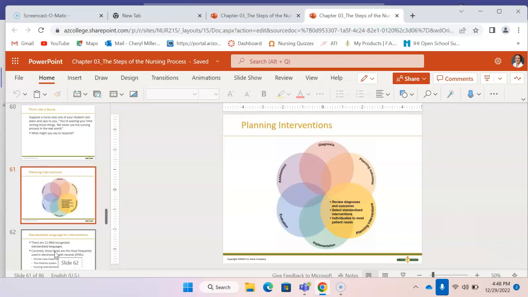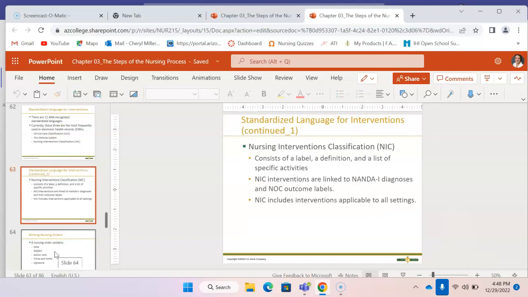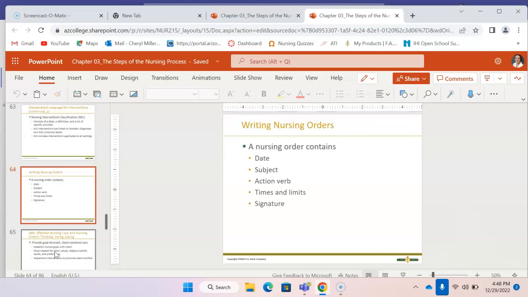Planning interventions. When you plan interventions, there are also classifications and languages that you need to use. These three are the most frequently used in health records: CCC, the Clinical Care Classification, the Omaha classification, and the Nursing Interventions Classification. It consists of a label, a definition, and a list of specific activities. So a nursing order contains a date, a subject, an action verb, time limits, and a signature.